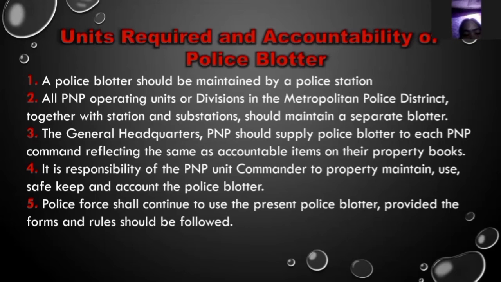Ituloy ko na, number 4. It is the responsibility of the PNP unit commander to properly maintain, use, safekeep, and account for the police blotter. Responsibilidad ng isang PNP unit commander na panatiliing maayos at maayos na gamitin at hindi masira yung police blotter. And number 5, police force shall continue to use the present police blotter provided the terms and rules be followed.